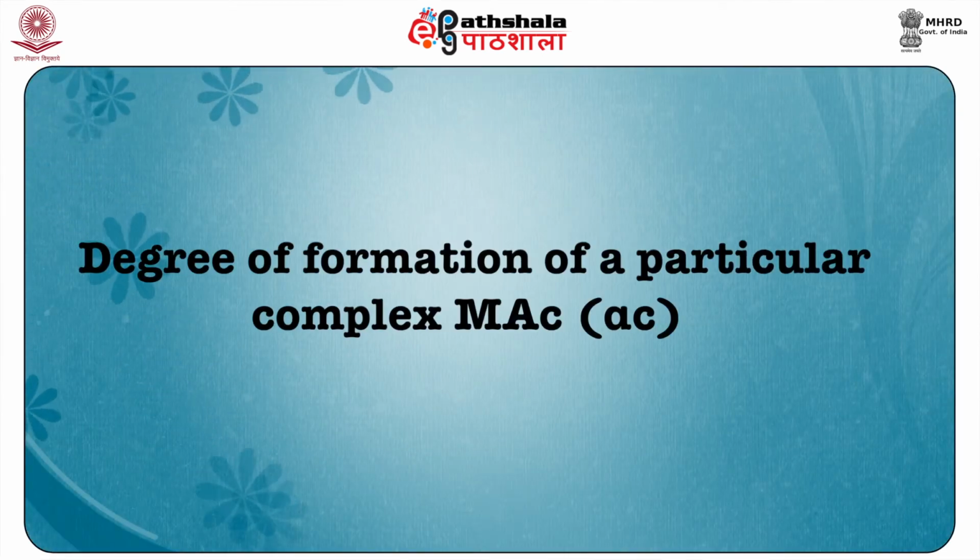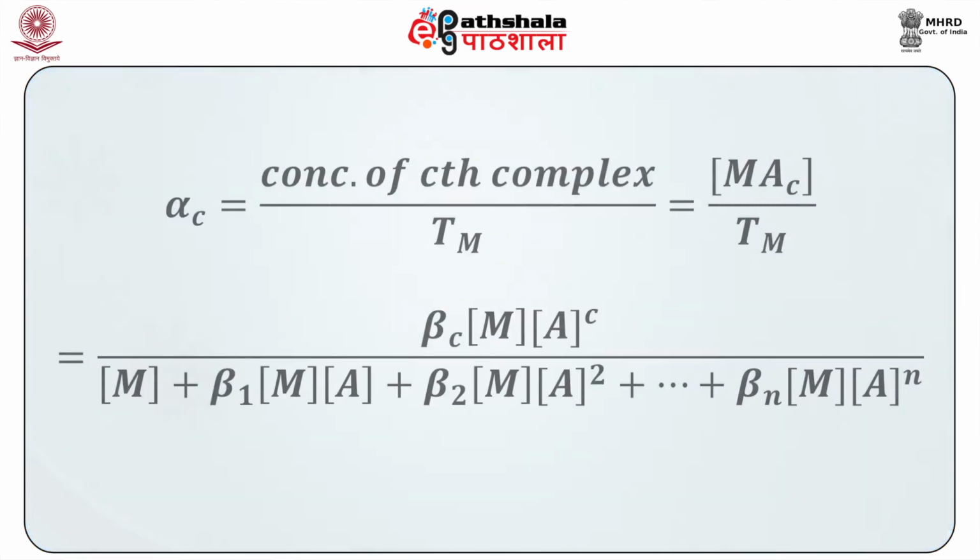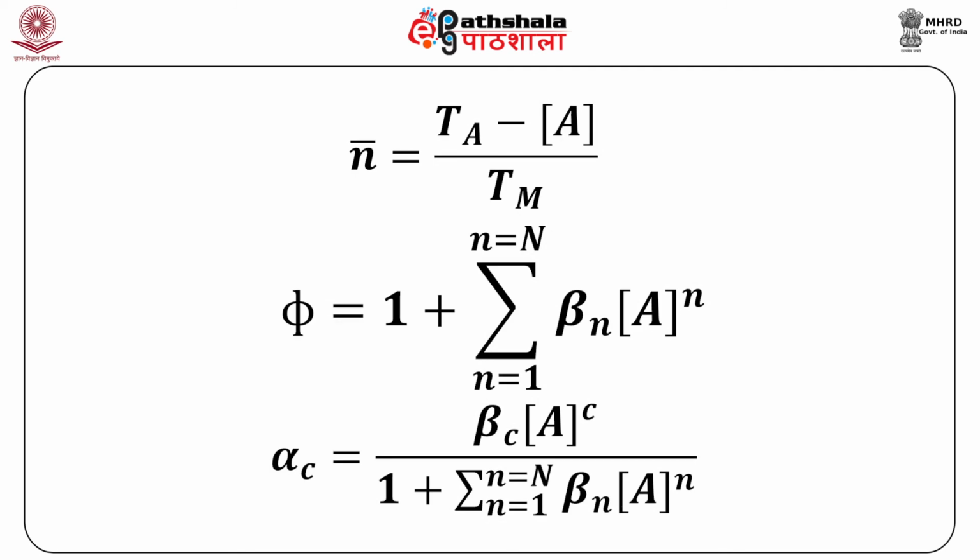Another formation function is the degree of formation of a particular complex MAc, denoted alpha c, which is defined as the fraction of total metal in the form of complex MAc, where alpha c is equal to the concentration of the MAc complex divided by TM. It is clear from the expressions that the functions n bar, phi and alpha c are independent of the total concentration of ligand and metal and depend only on the value of free ligand concentration A for a particular system.